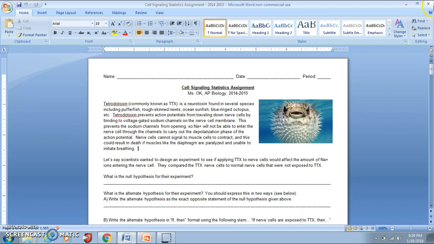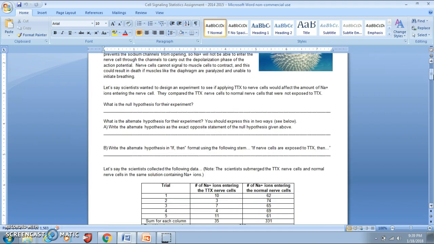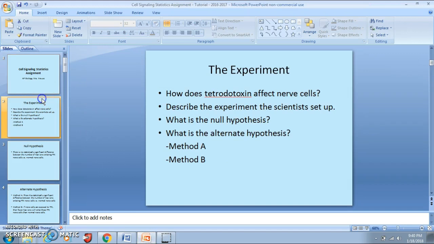Okay. Now that we're back, after that paragraph of information, it says, let's say scientists wanted to design an experiment to see if applying TTX to nerve cells would affect the amount of sodium ions entering the nerve cell. They compared the TTX nerve cells to normal nerve cells that were not exposed to TTX. The first question you're asked is, what is the null hypothesis for the experiment?